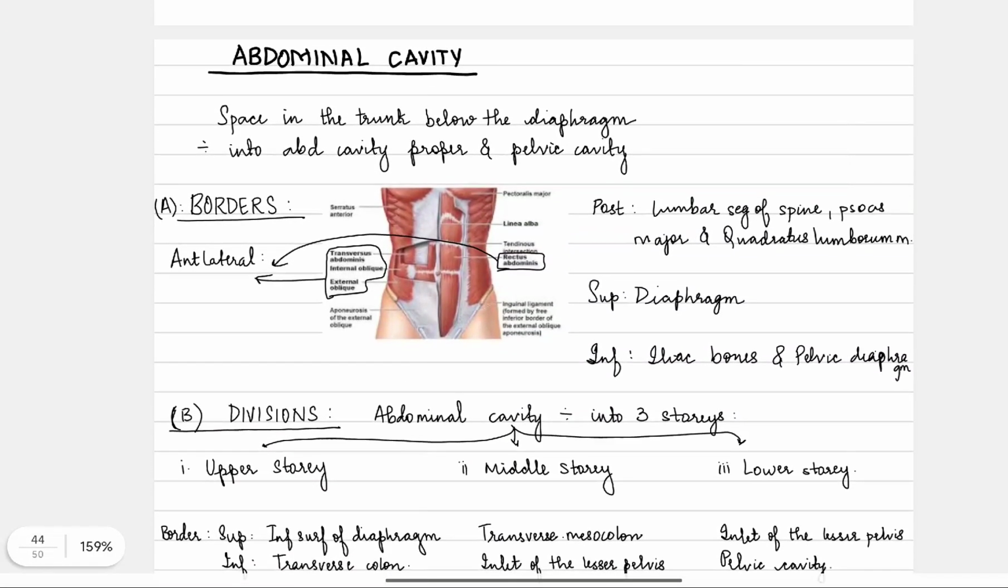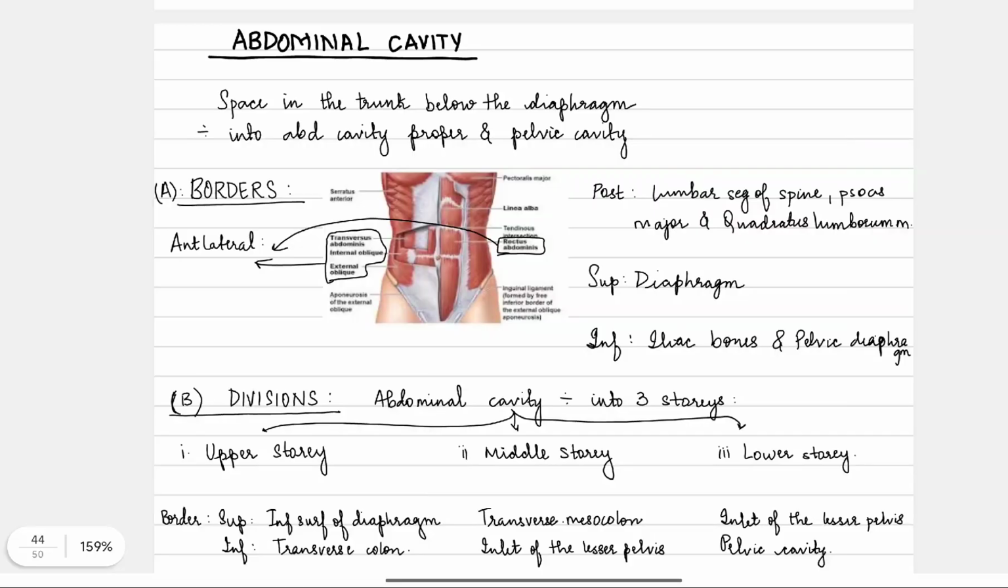Now we move on to the abdominal cavity. It is a space in the trunk below the diaphragm, which is divided into the abdominal cavity proper and the pelvic cavity. Now, the borders of this abdominal cavity. Anterolaterally, there are muscles: the rectus abdominis, external oblique, transverse abdominis and internal oblique muscles. Posteriorly, the lumbar segment of the spine, psoas major and quadratus lumborum muscle. Superiorly, there is the diaphragm. Inferiorly, the iliac bone and pelvic diaphragm.